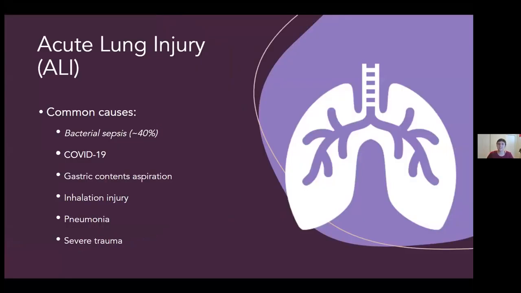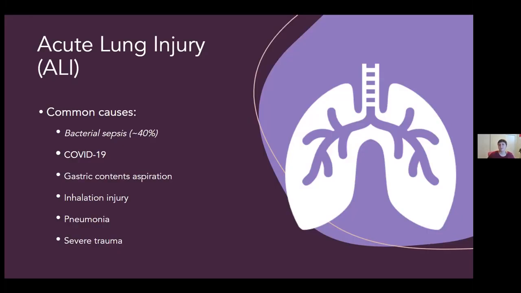Next slide, please. So acute lung injury, we abbreviate this as ALI, and there's lots of different ways that you can get an acute lung injury. So the most common cause is bacterial sepsis. This accounts for about 40% of acute lung injuries. And basically what that means is that the patient has a really bad bacterial infection that starts to lead to lung injury. Now, increasingly, COVID-19 is also a reason that people get acute lung injuries, and it's similar to the bacterial sepsis where there's just a lot of inflammation happening.